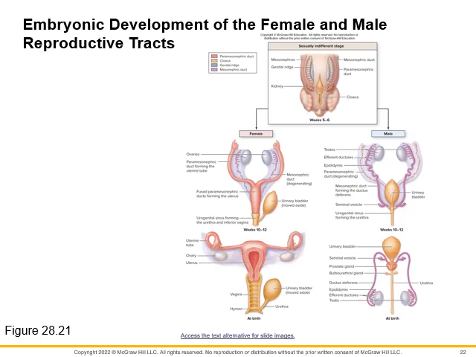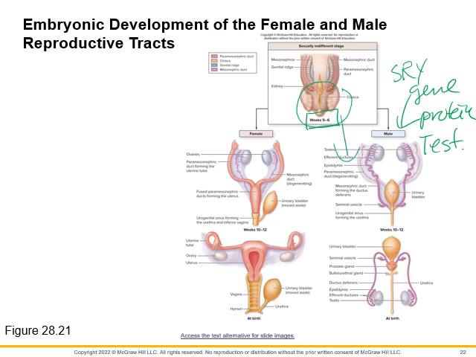At about week 5 or 6, if you're a male, you'll have the SRY gene that's going to produce the protein, and you're going to see an increase in testosterone. When that happens, you're going to see this body plan start turning into the male body plan, where you're going to have seminal vesicles that produce semen, right?